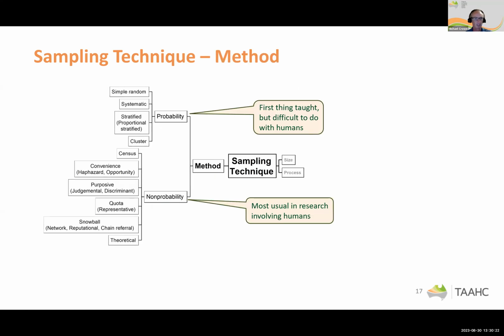So within sampling, the two things are probability sampling and non-probability sampling. Unfortunately, what most people get taught and what most people remember is probability sampling. And basically within human research designs, it's very difficult to do probability sampling. Unless you're doing cluster sampling, you probably won't be doing any sorts of probability sampling. Most health research is done in a non-probability way.